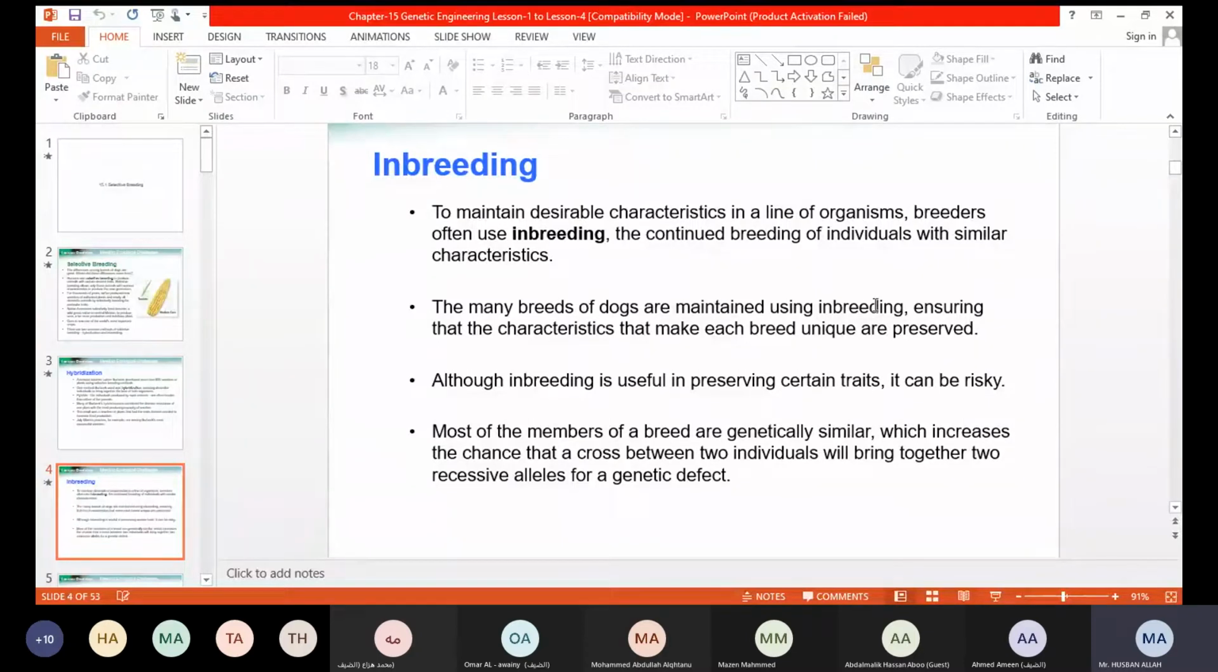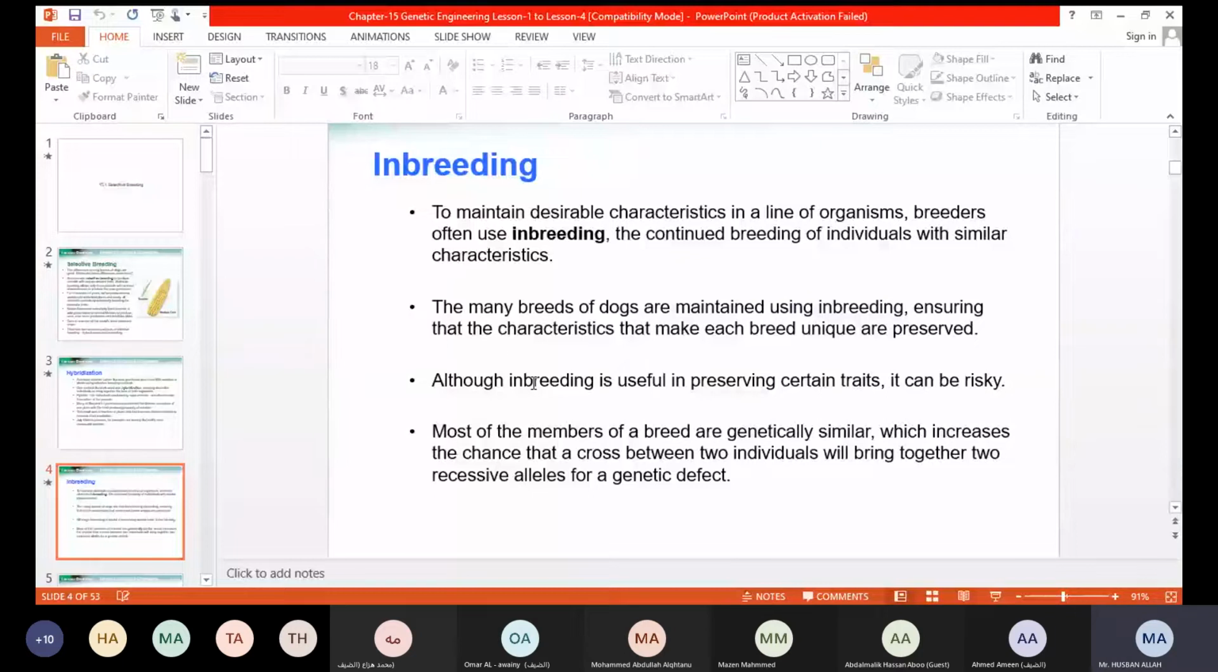The many breeds of dog are maintained using inbreeding. The variety of dogs that we have is maintained by using inbreeding, ensuring that the characteristics that make each breed unique are preserved. So the characteristics that make the dog unique from others are being preserved, right?